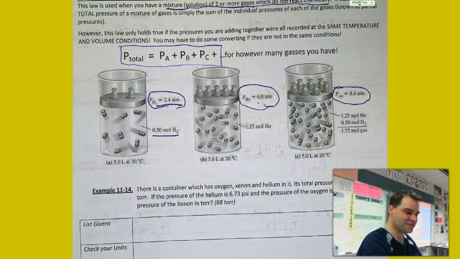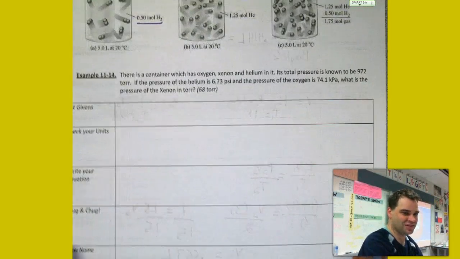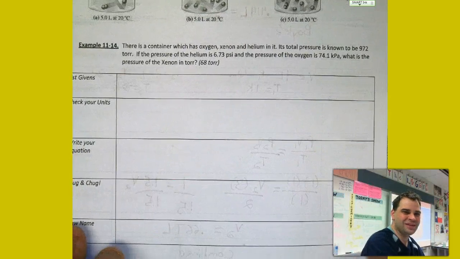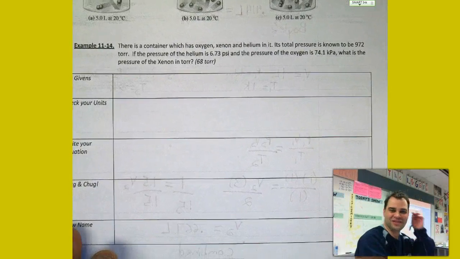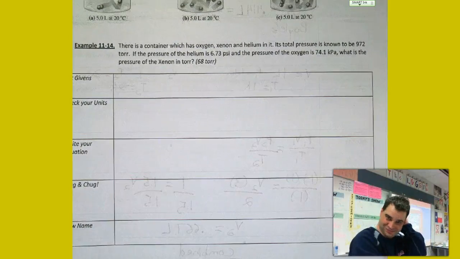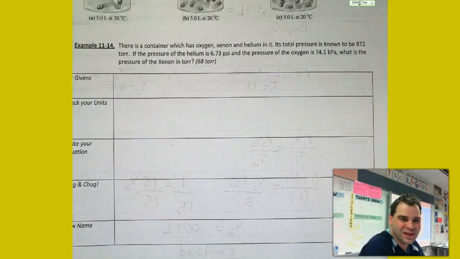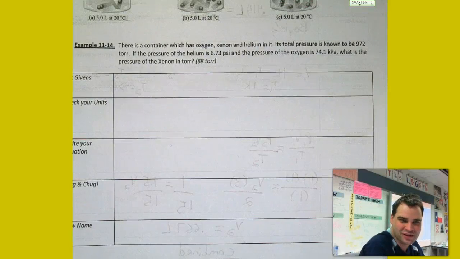Okay, let's look at an example of Dalton's law of partial pressures. There is a container of oxygen, xenon, and helium in it. The total pressure is known to be 972 torr. If the pressure of helium is 6.73 psi and the pressure of oxygen is known to be 74.1 kilopascals, what is the total pressure of xenon in torr?